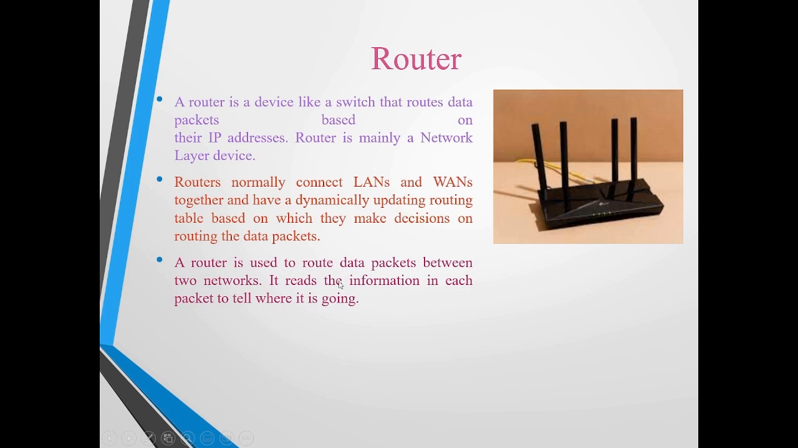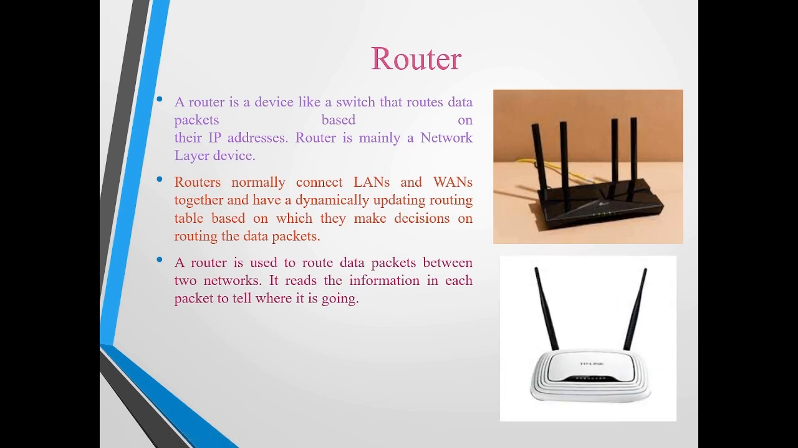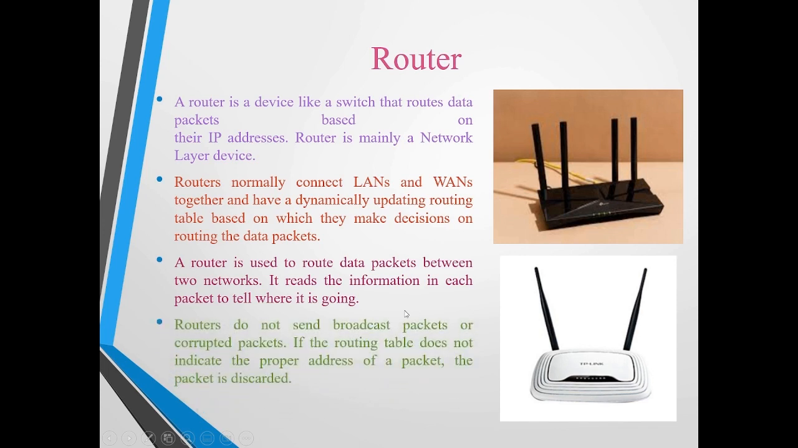How it works, it reads the information in each packet to tell where it is going. Okay, so this is one kind of router. We could say that router checks the data which is coming in for your network addresses. First of all it checks whether the data which is coming is for your network address or not, right? If it is for your network address, then only it would be routed to our network, right? So this is the main functioning of router.